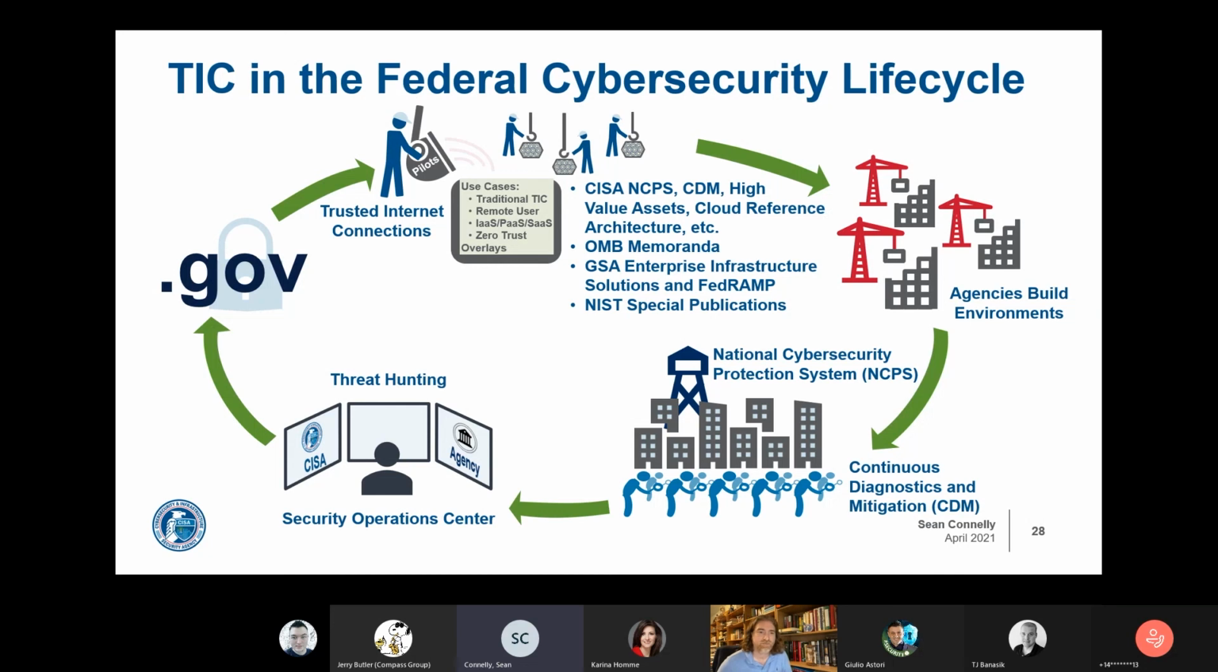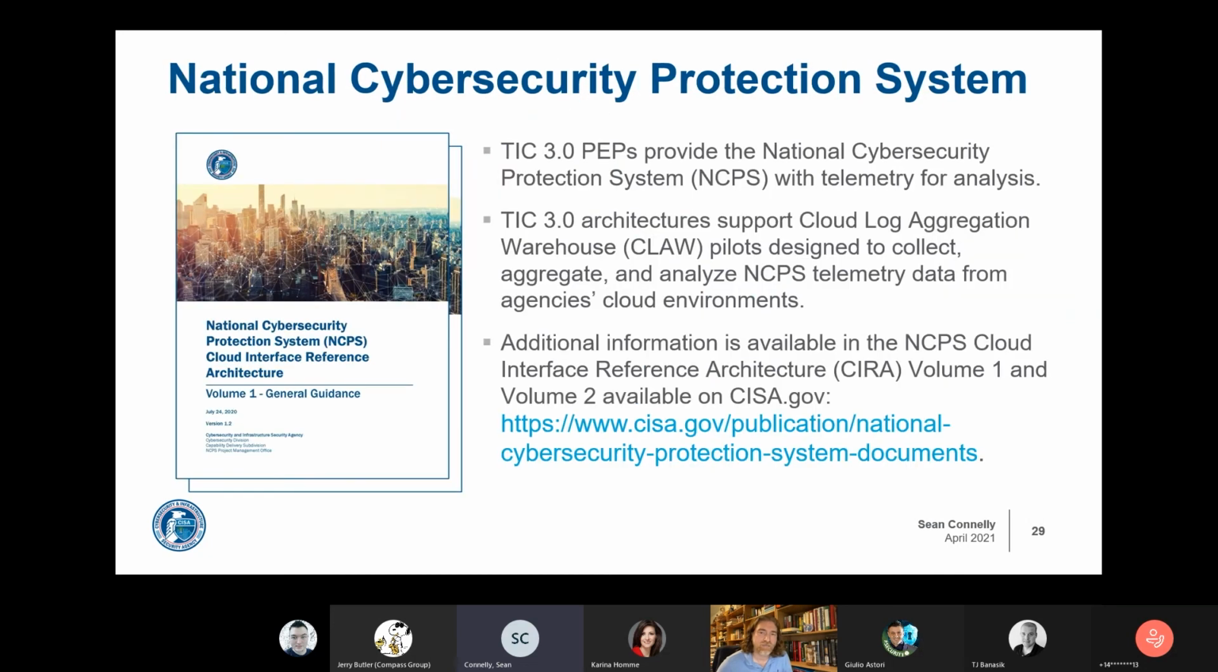Next slide, please. I want to take a minute and mention NCPS, again, operationally known as Einstein. For a long time, Einstein was the primary sensor deployment program for CISA. We were deploying our sensors at the agency's TIC access points. For a long time, the NCPS program was tightly coupled to the TIC program. But as TIC supports a more decentralized architecture, the NCPS program is also moving to support this decentralized environment.